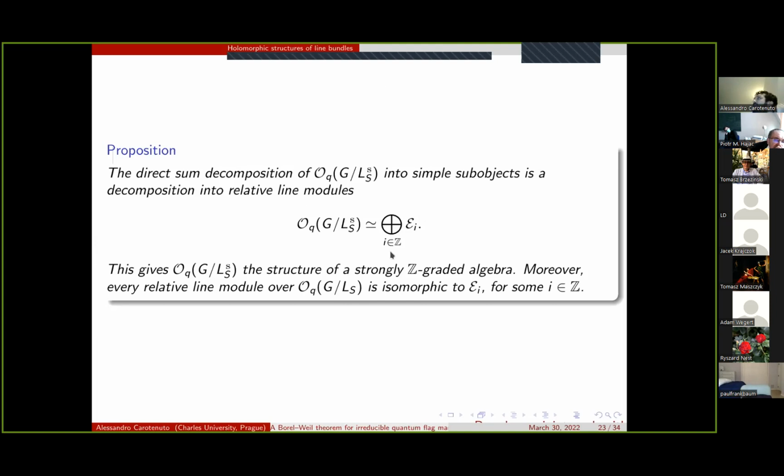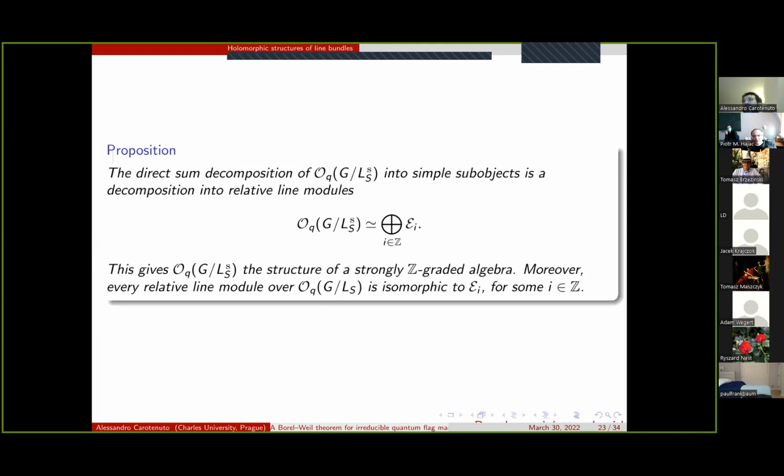Okay, so it's the quotient with respect to this. Maybe the simplest case is when O_q(G/L_S) is the Podleś sphere. Then in this case O_q(G/L_S^S) is O_q(SU_2), as this is the decomposition of O_q(SU_2) as line bundles over the Podleś sphere. Of course, I understand it. And what is O_q(G) in this example? O_q(G) and O_q(G/L_S) in this example coincide. But this is not the case in all the examples, of course.